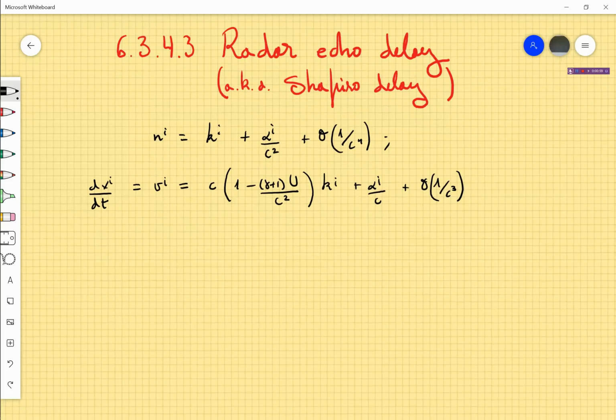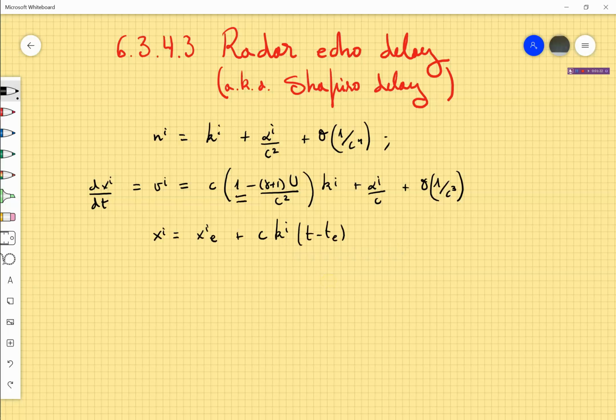Okay, if one now integrates this expression to find xi, we will find that xi will certainly start with xi at the emission point. Then there is c ki times t minus te.